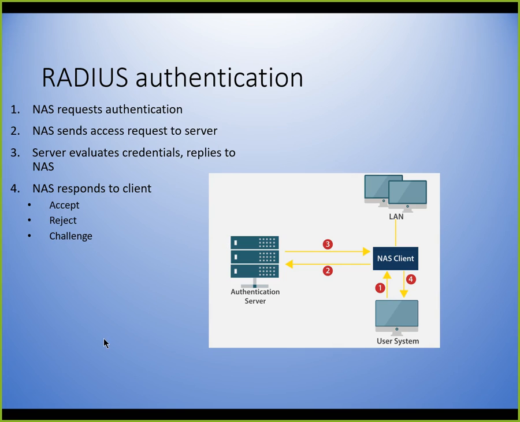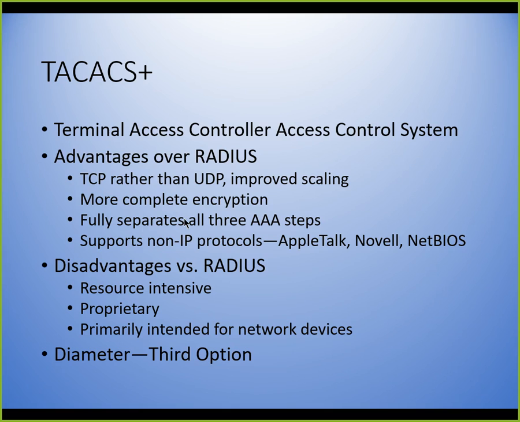The Radius authentication, and I guess we kind of saw that, or at least we've talked about that. In this case, the user goes to the NAS, the network access server. The NAS sends the request to the authentication server, the Radius server evaluates the credentials and replies to the NAS, and the NAS either sends an accept, a reject, or a challenge. And the challenge may ask for more information, to assure the system that you are who you claim to be.